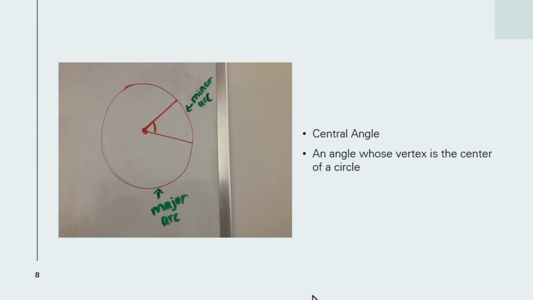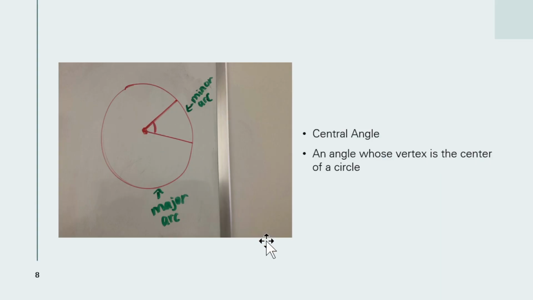What is a central angle? A central angle is an angle whose vertex is the center of a circle. So this is the vertex, and you see this is the center of the circle, and it is right there. So this is our angle right here. This is our center, and this is the angle. So this is a central angle.